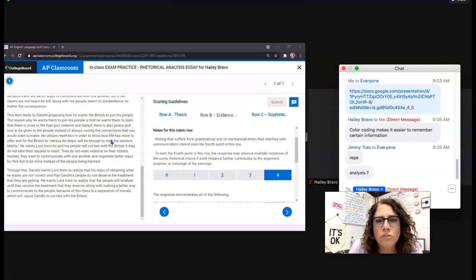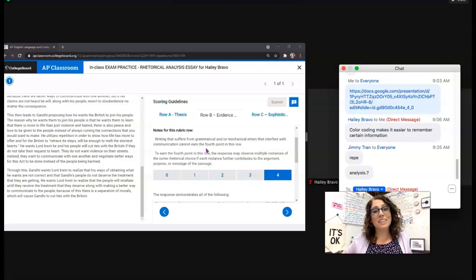Do you see how she could have just taken this idea of separation, used the same word, started off her sentence with it, right? What rhetorical device are you working with here? This one, I mistook it for repetition, but it was supposed to be personification. Okay. He utilizes, let's just say you put this in, he utilizes repetition in order to show how life has more to offer, and for the British to rephrase its steps will be enough to melt the stoniest of hearts.